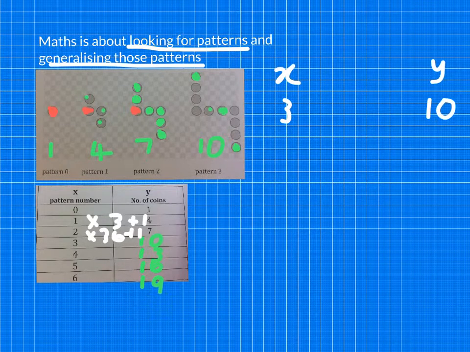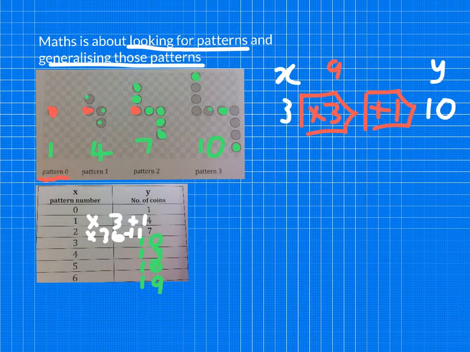If we give ourselves a little bit more space and look at pattern number 3, or when x is equal to 3, we need to get to y, the number of coins, which is 10, and there are 2 things that need to be done. First of all, we need to multiply by 3, because the pattern is going up in 3s, like the 3 times table. 3 times 3, though, is going to make 9. That's not enough to get to the number of coins we need. We need to add an extra 1 on in order to get to 10. And the extra 1 is really our original situation. In other words, we started off with 1 dot.